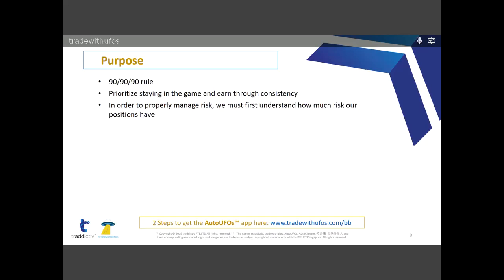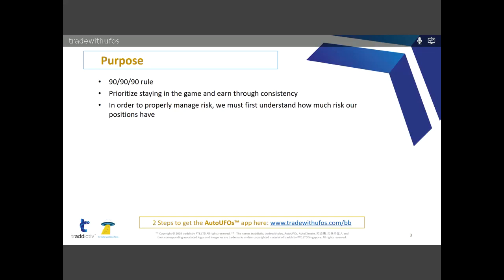So while I explain why we're going into leverage in the first place, I would like to ask in the chat if anyone knows what the 90-90-90 rule is. I'll be waiting for that. So I'll be answering here. What is the 90-90-90 rule?